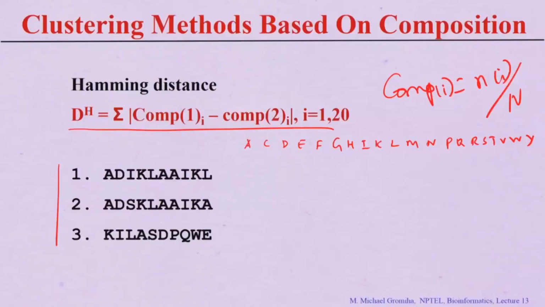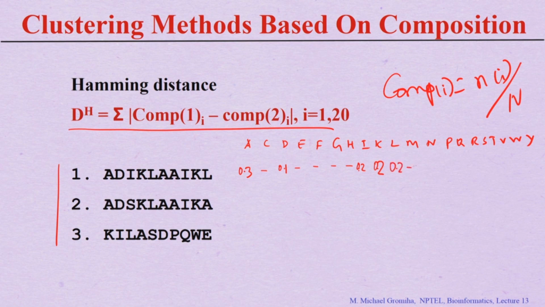So, for example, for simplicity, I use small peptides. What is the composition for A in the first sequence? 0.3, C 0, D 0.1, E 0, F 0, G 0, H 0, I 0.2, K 0.2, L 0.2, M no, N no, all are 0. Okay, 0.2, 0.4, 0.6, 0.9, 1.